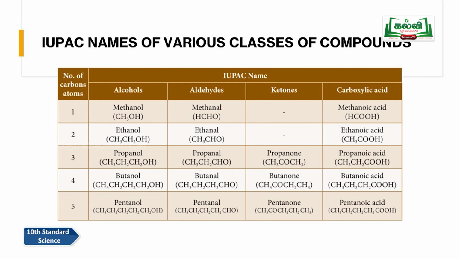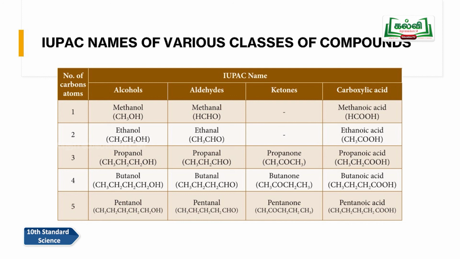3 carbon atoms, propane, ketone, ending should be ONE. So striking off the E in propane, you get propanone. So CH3COCH3 is propanone. Similarly, you have 4 carbon atoms with the ketone group, butanone, 5 carbon atoms with the CO, that is pentanone.